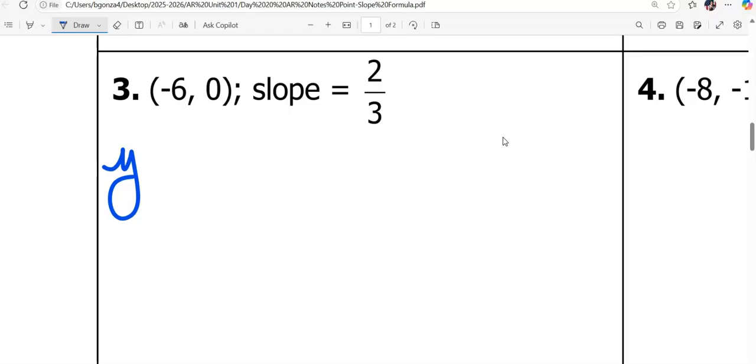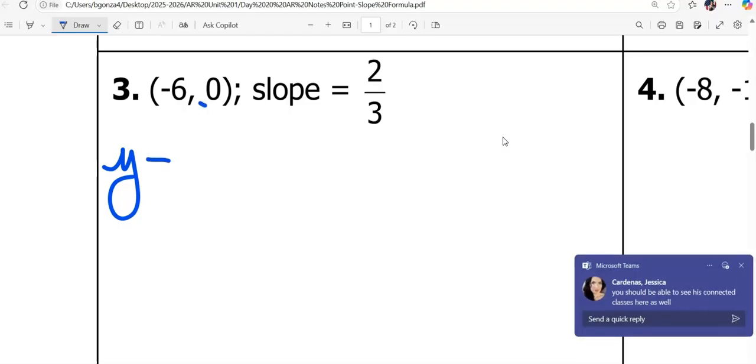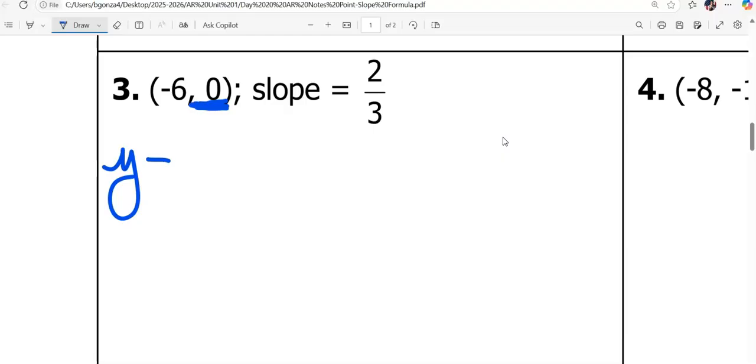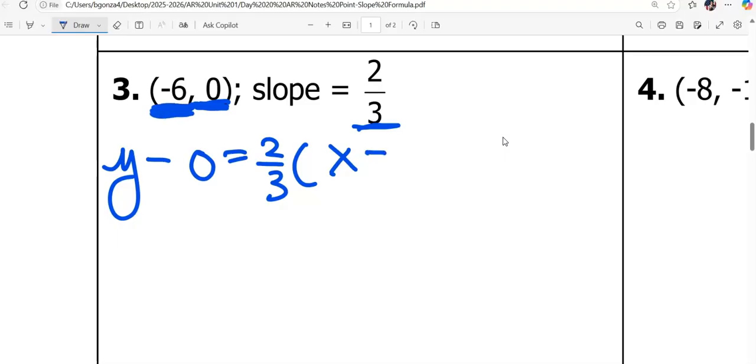Y minus. What's the y value here? 0. 0 equals, what's the slope? 2/3. 2 over 3, parentheses, x minus, hold up, what's this x value? -6, minus a -6. Now, do you know when you see a minus a negative, they cancel out and become a positive or a plus. So when I see minus negative, I like to just put a big old plus sign over it, okay? So that minus a negative is really a big ugly plus, okay?